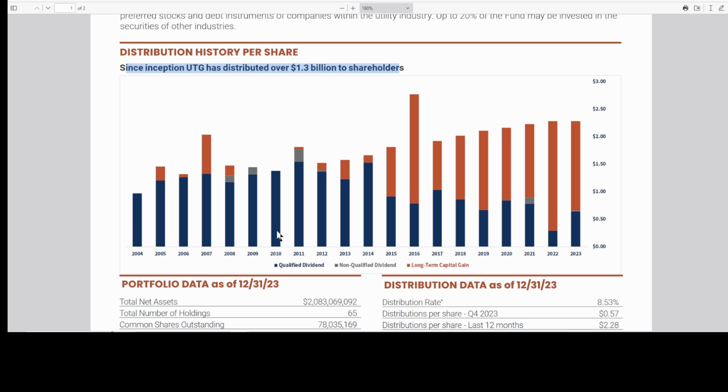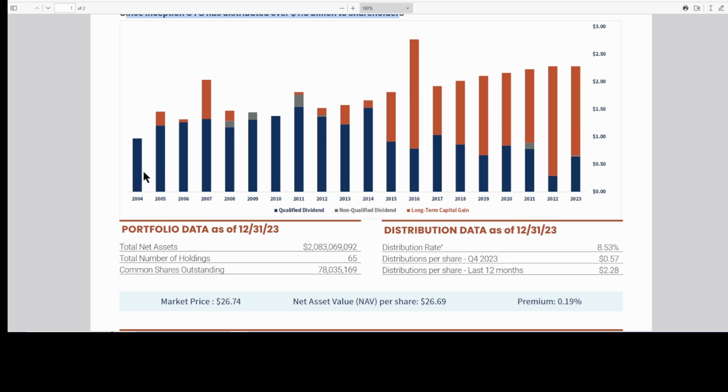Qualified dividends in blue, non-qualified dividends in gray, and long-term capital gains in red. And so you see when they started in 2004, 100% of their payout was qualified dividends. Now, qualified dividends get preferred tax treatment, the 15% rate. Non-qualified dividends do not get that. It gets taxed at the rate of whatever your tax bracket is. And long-term capital gains also generally get taxed at the 15% rate for most people, unless you're a really high earner, then it's like 20%.